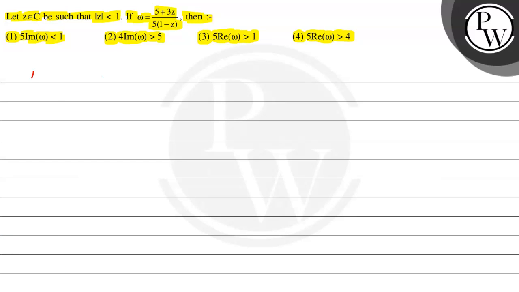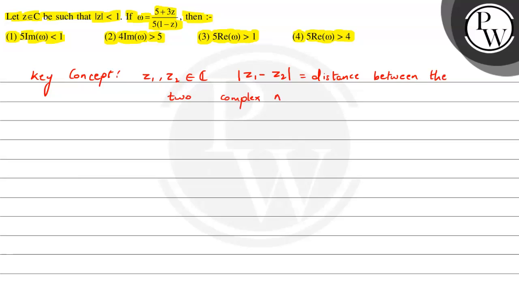Before starting the solution, let's note down the key concept for this problem. The key concept is: let z1 and z2 be any two complex numbers. Modulus of z1 minus z2 is equal to the distance between the two complex numbers z1 and z2. So with this key concept, let's now start with the solution.